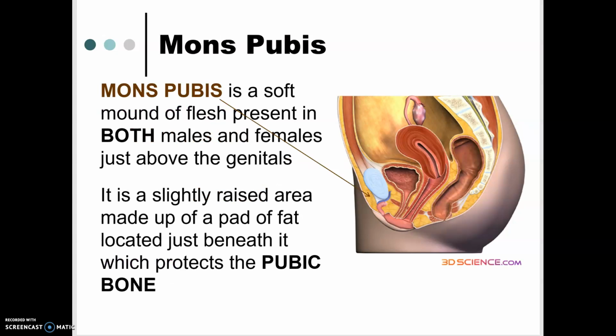Above that, we're going to have a pad of fat, and you're going to find this in both males and females. It's a pad of fat that occurs on top of the pubic symphysis, or the pubic bone. So it adds a layer of protection for the bone. We don't want the bone to be subject to external forces or punishment or anything like that. So we add this layer called the mons pubis, and it's basically a layer of padding to protect the pubic bone, which is just above the reproductive structures for both males and females.